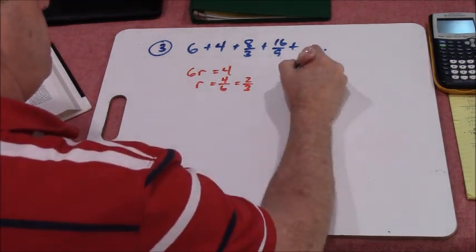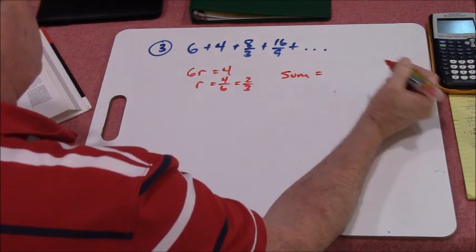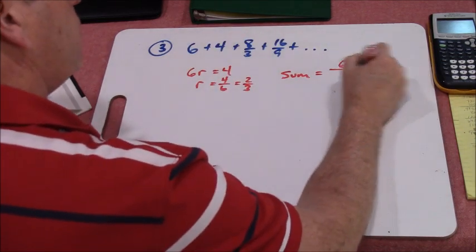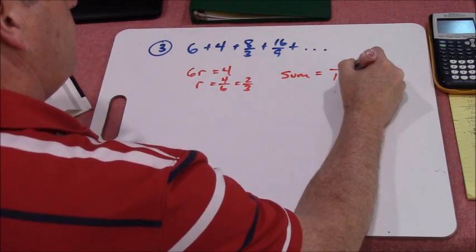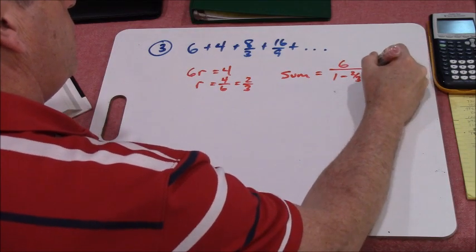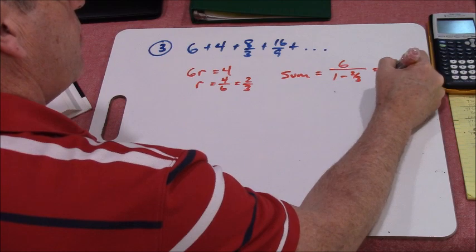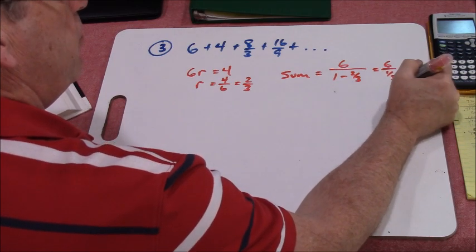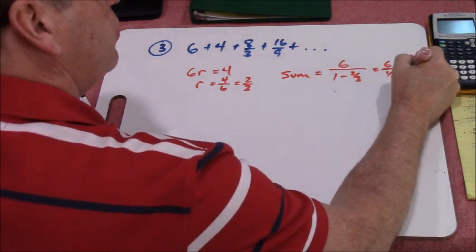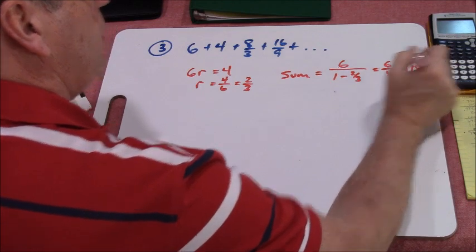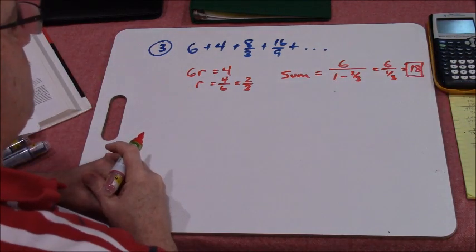So that means that my sum is going to equal the first term, which is 6, over 1 minus 2/3. That's going to be 6 divided by 1/3. When I flip that over and multiply, I get 6 times 3, which is 18. There's my answer.